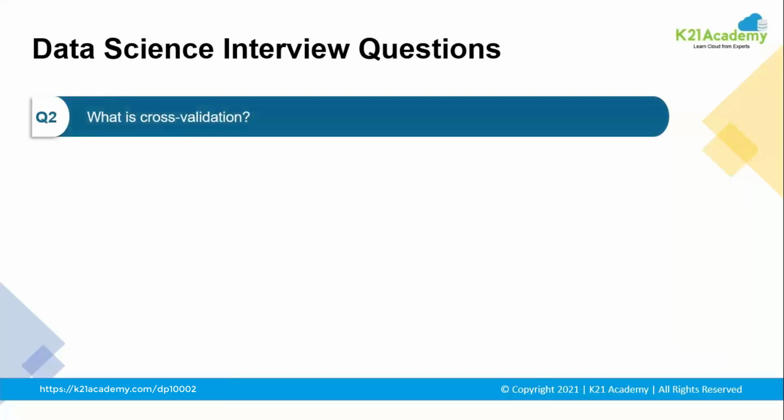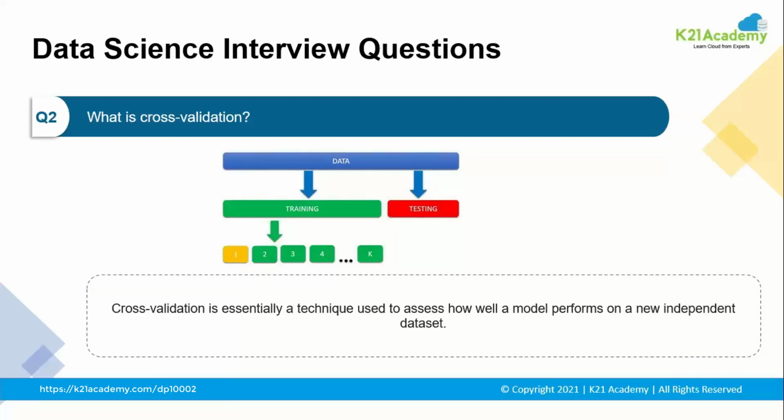What is cross validation? Cross validation is basically a technique we use to see how well our model is performing. What do I mean by this? Let's say you have data and you're working with a supervised learning algorithm, let's say linear regression. You have trained and created your model. Now you want to see how well your model is performing before you can deploy it.